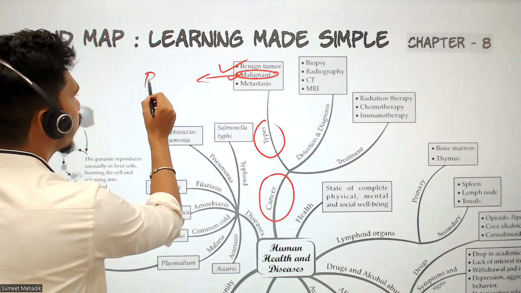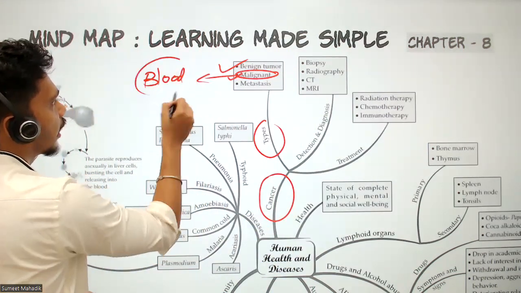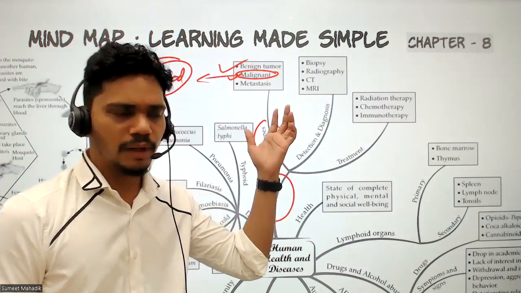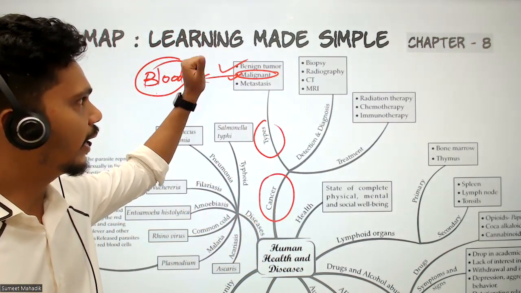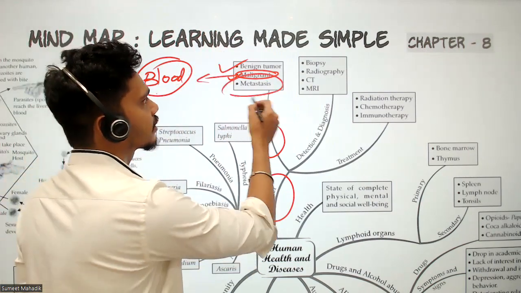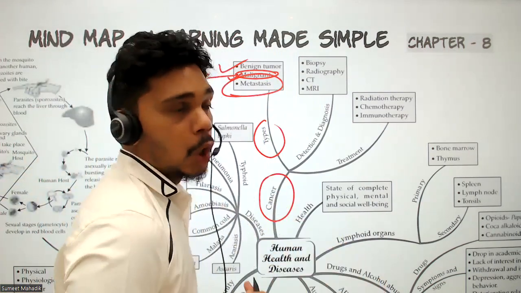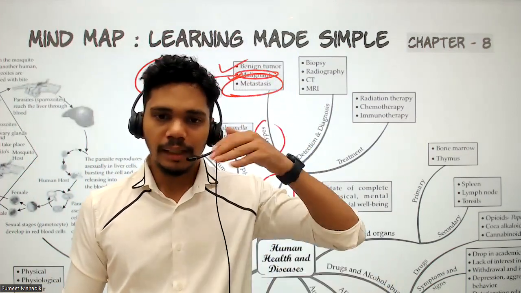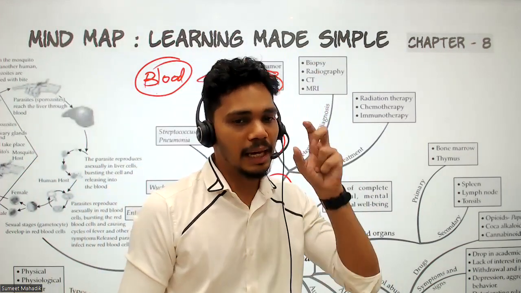Like in case of blood cancer, definitely. Then in case of other cancers also, it is definitely problematic, right? So benign, malignant, and metastasis. Metastasis is the stage where they continuously keep on growing. Cancer cells are triggered to the growth phase. They continuously keep growing. They don't know where to stop.